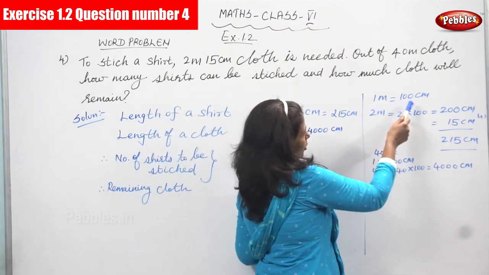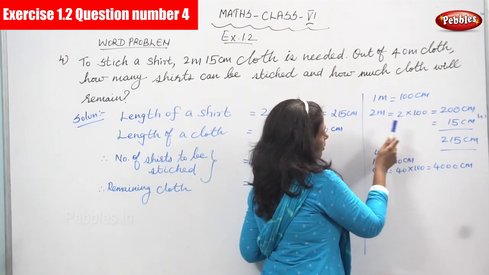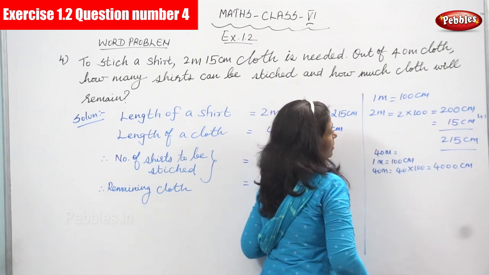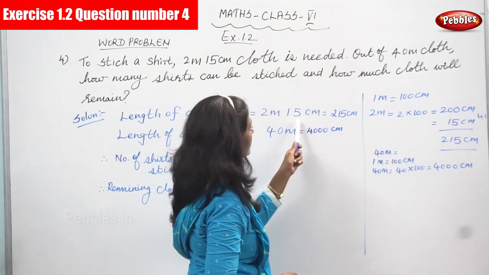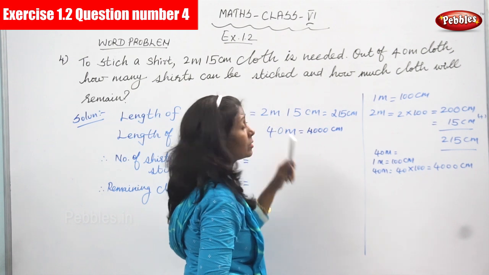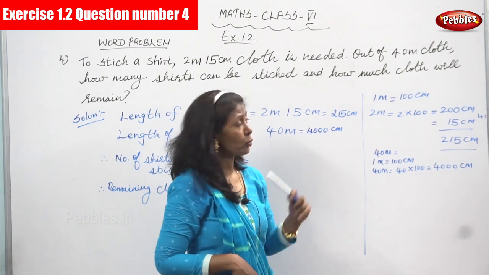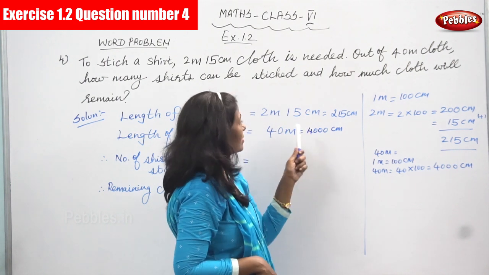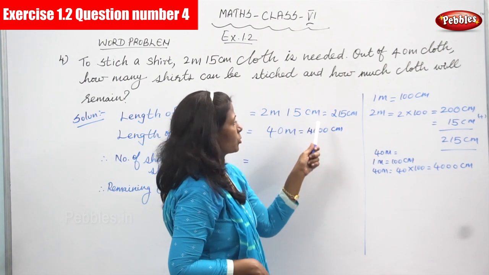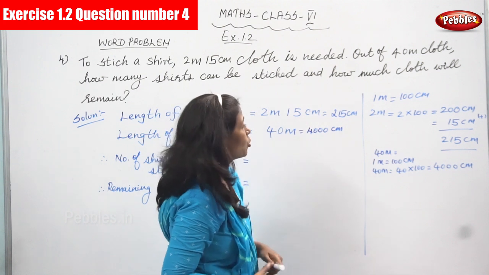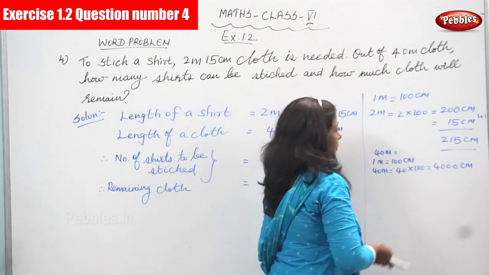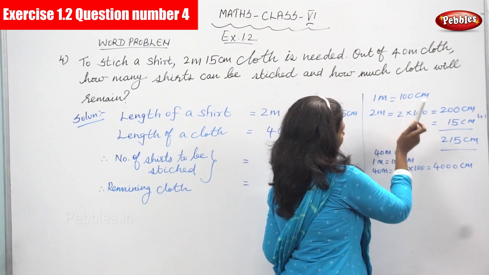So 1 meter is equal to 100 centimeter. So 2 meters is equal to 2 into 100, you get 200 centimeter. Meter is a bigger unit and centimeter is a smaller unit. So you have to convert meter into centimeter, bigger unit to smaller unit, and bigger to smaller means you have to multiply.